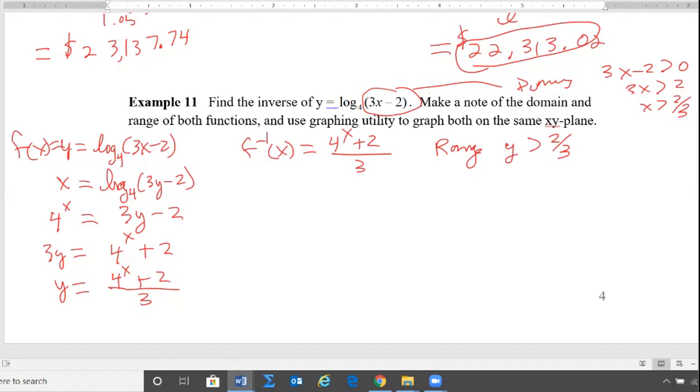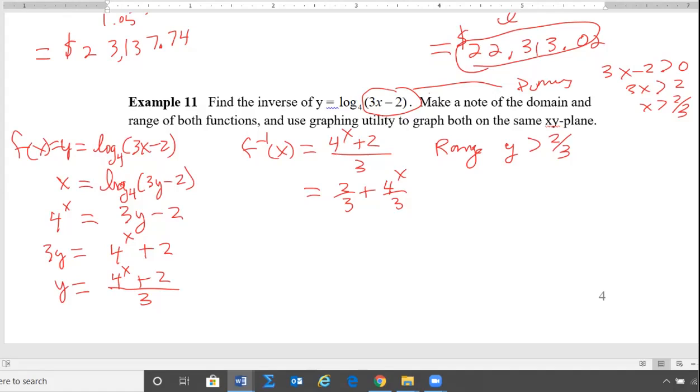That's pretty clear from this form, that you have the 2/3 plus this number, 4 to the x over 3. So this is at least 2/3, whatever happens with this 4 to the x over 3. It could never be smaller than 2/3, never be 2/3 or smaller. So that makes sense. Now also notice, if you look at this inverse function, x could be anything.